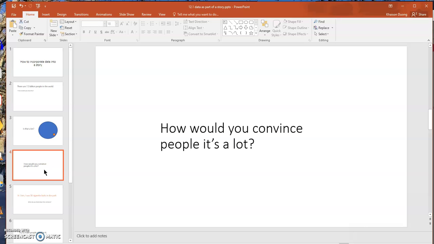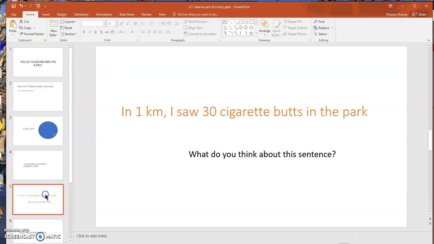Okay, so how about this? I was walking along the street, around the Tiber or something like that, and I was in a park and I saw 30 cigarette butts.